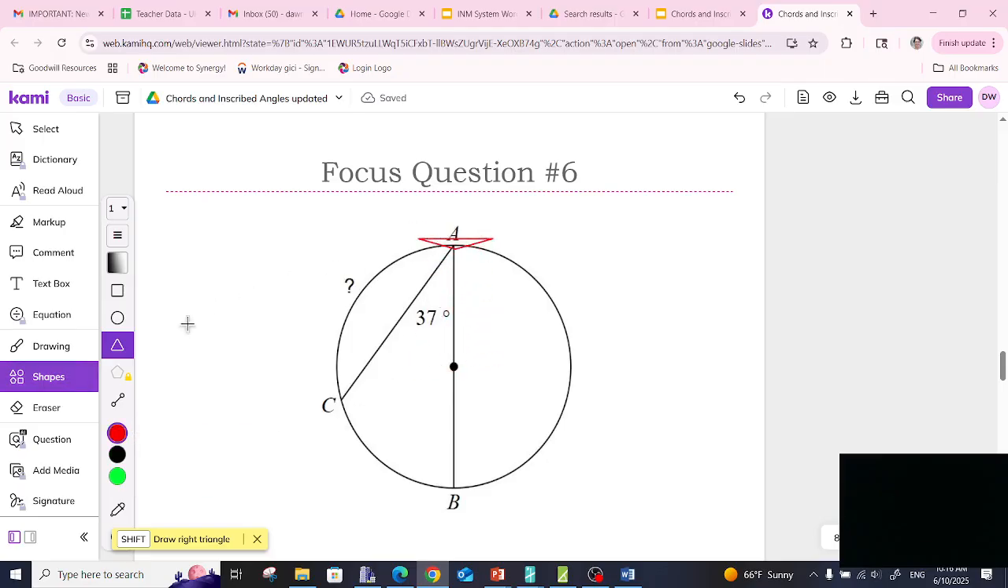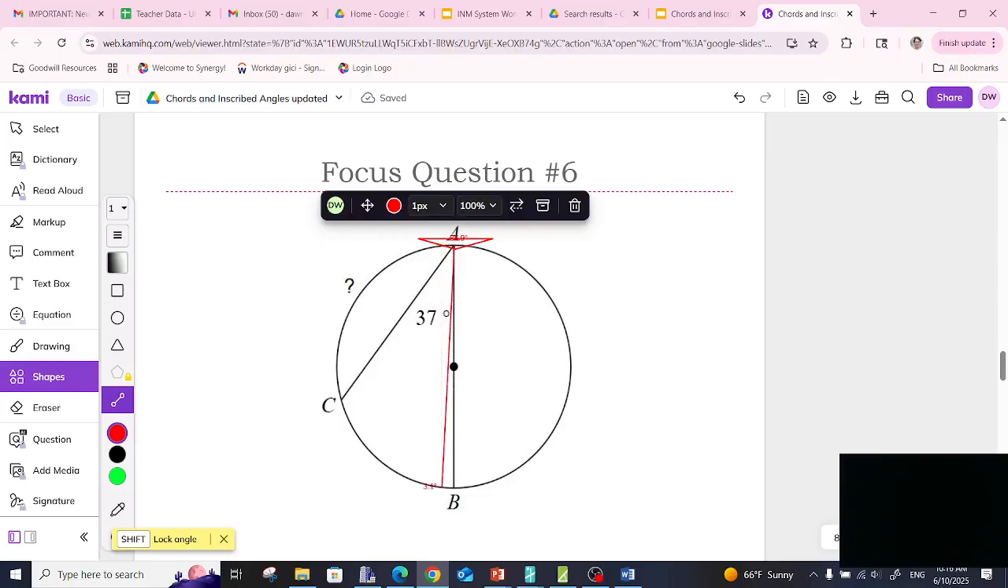Oh, how in the world did I get the triangle? I didn't want the triangle. Diameter. Here's diameter. I just wanted it in color here.